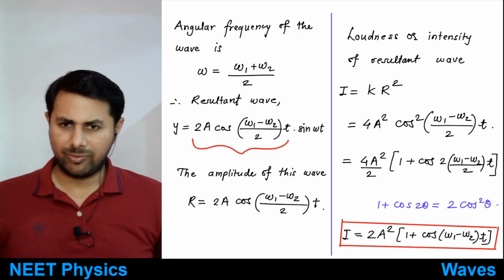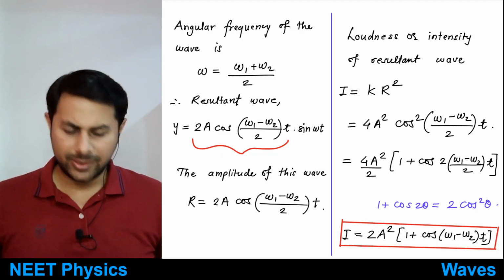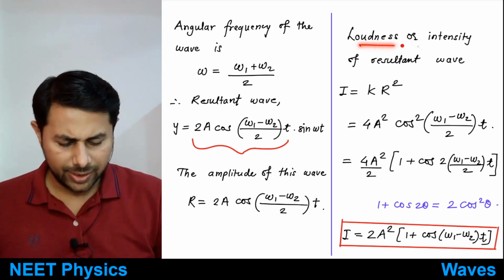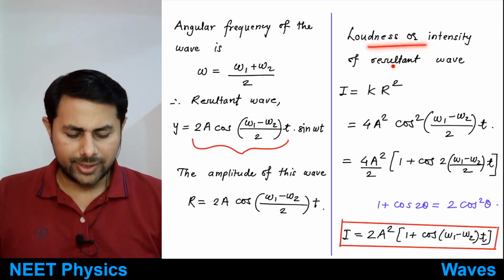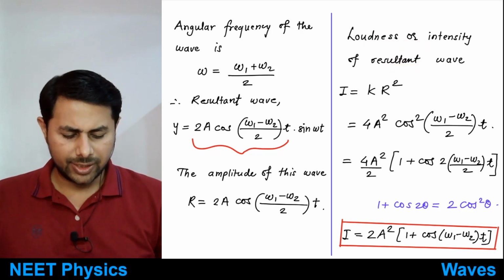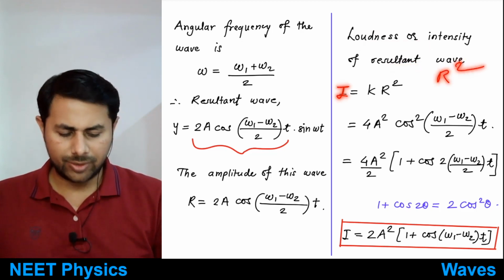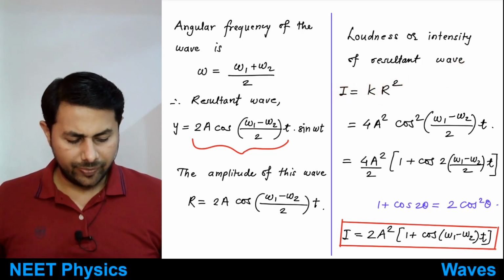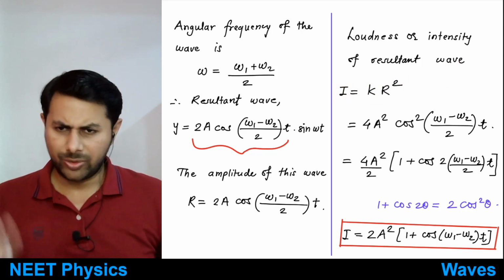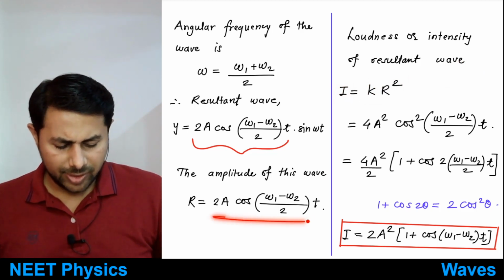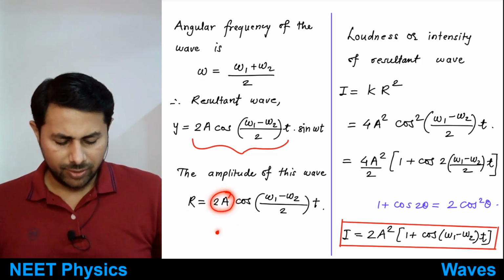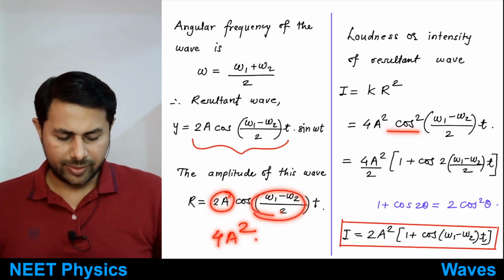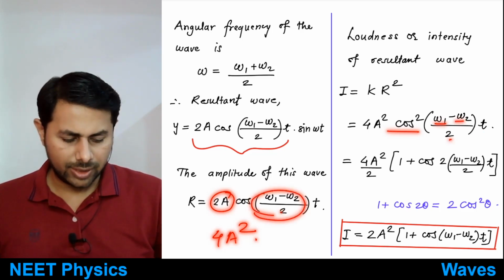Okay, so this is one way of looking at this, but there is another way we can solve it. Now the loudness or the intensity of the resultant wave is directly proportional to the amplitude squared. So it is some constant k times R squared, or you can make k equal to 1 also. So R is this one, take the square of that, so it will be 4a² multiplied by cos² of (ω1−ω2)/2 into t.